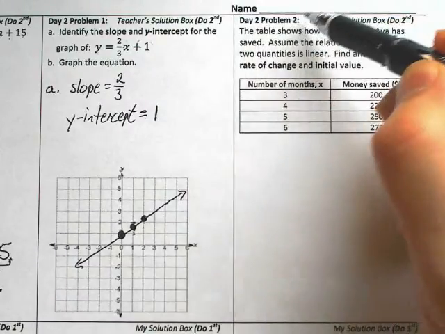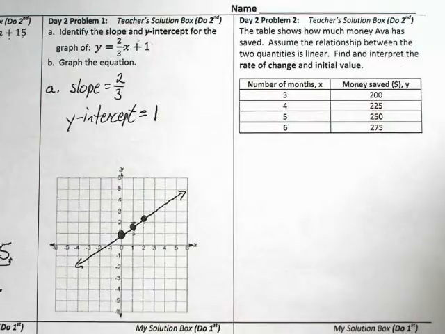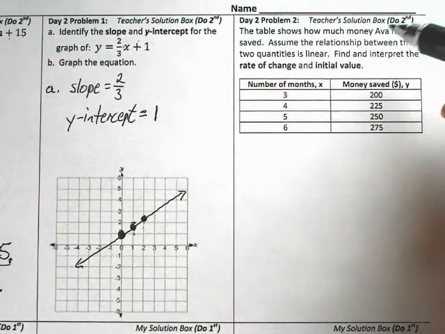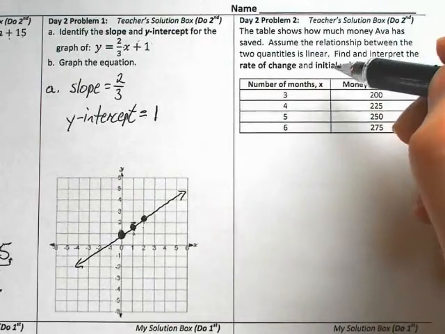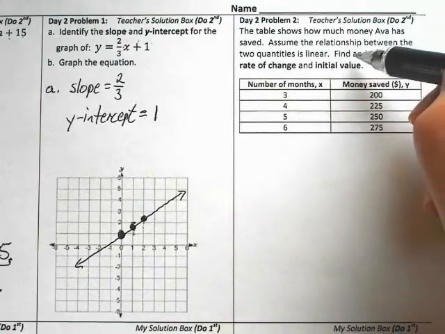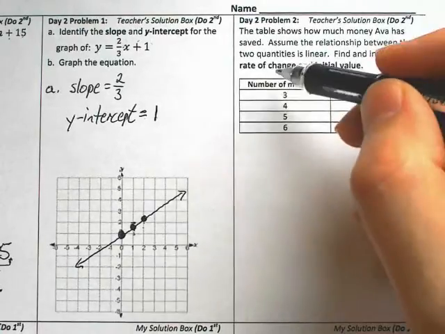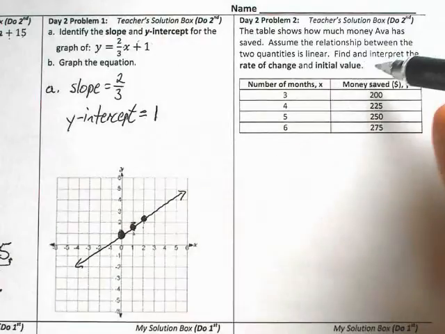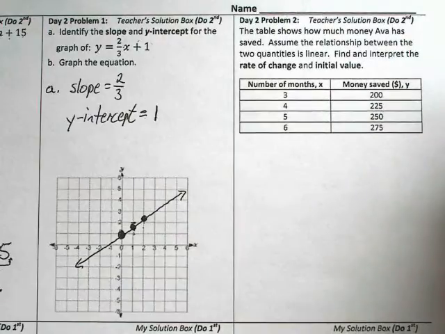Now, day 2, problem 2. The table shows how much money Ava has saved. Assume the relationship between the two quantities is linear. Find and interpret the rate of change and initial value. So we're asked for 2 things.